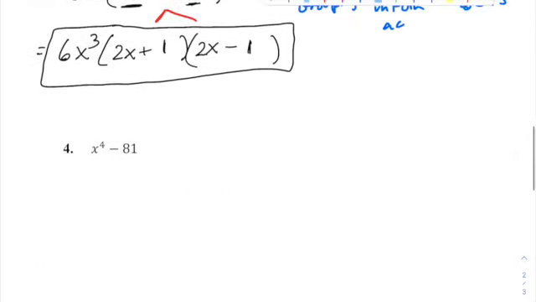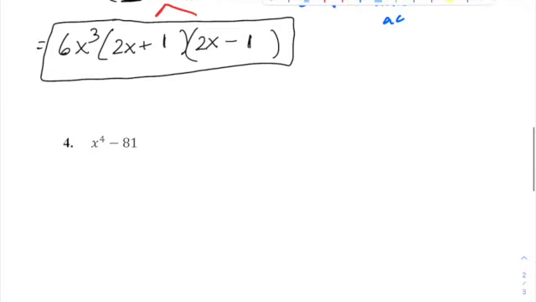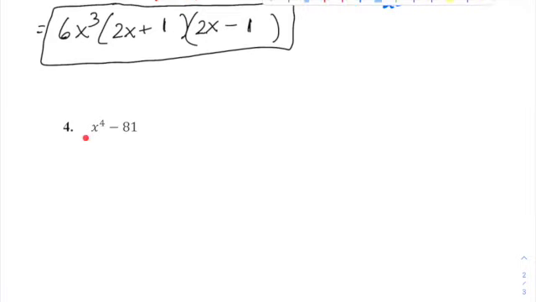Okay, but take a look at number 4 here. X to the 4th minus 81. There's no greatest common factor you can take out, and there are 2 terms, so I'm going to go right into looking for dots, difference of 2 squares. And what times itself gives you x to the 4th? That would be x squared. So x squared and x squared. Sometimes they have higher powers than just x squared. And 81 is certainly a perfect square.